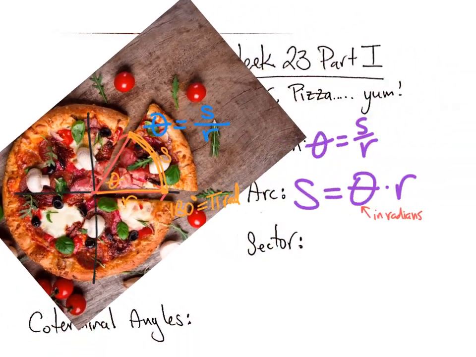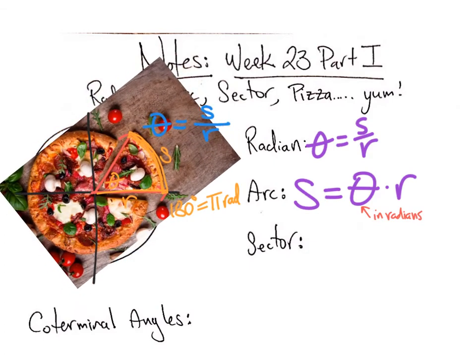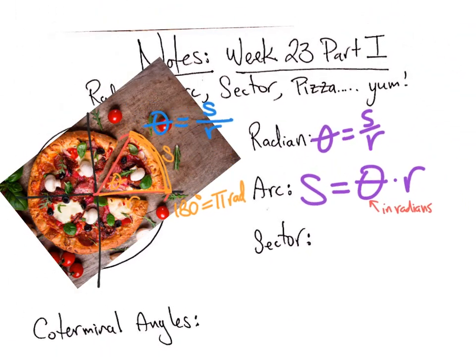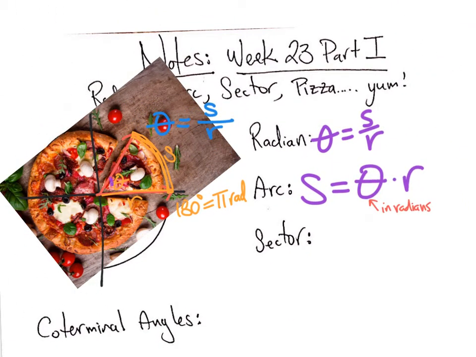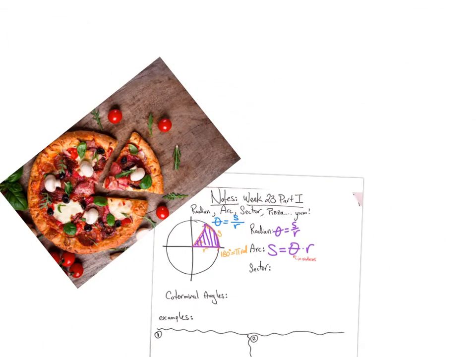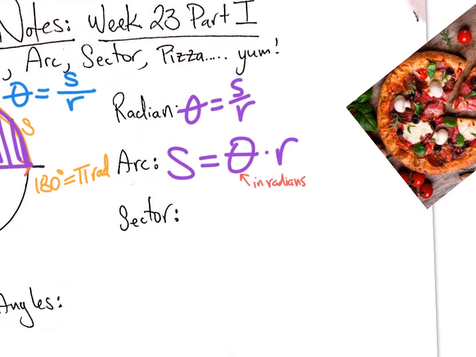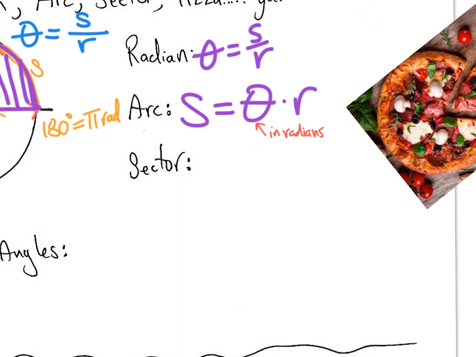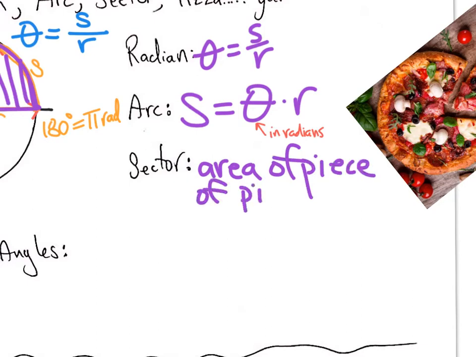So here's our pizza again. So when we talk about the sector, we're talking about the area of the piece of pizza. So, sector, we're going to zoom in. This is the area of a piece of pizza. And I'm just going to use that as definition because you'll know what it means.